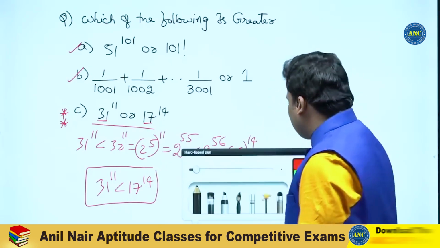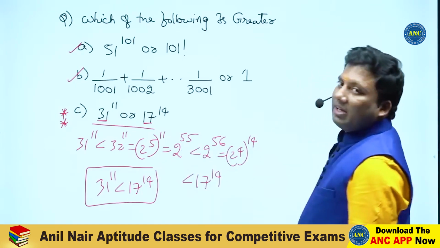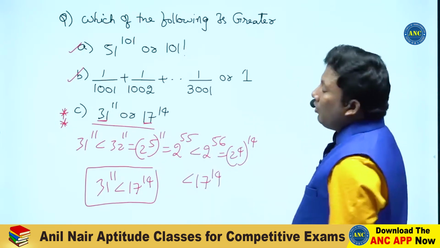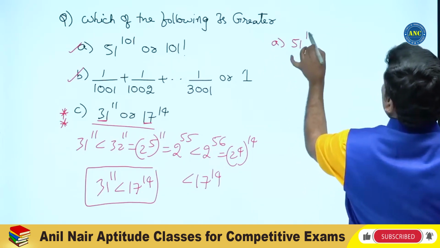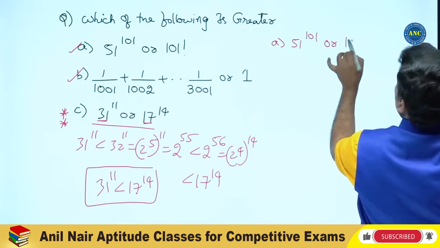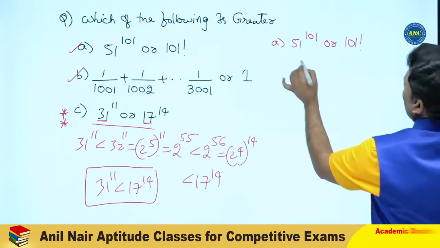First question. It is a mock SSC question. They said, sir, our teacher has done 10 steps. Right? How can you optimize it? The first thing is 51 power 101 or 101 factorial.